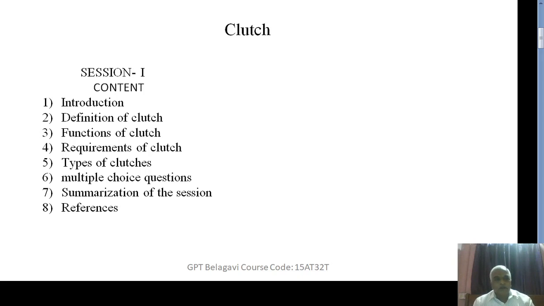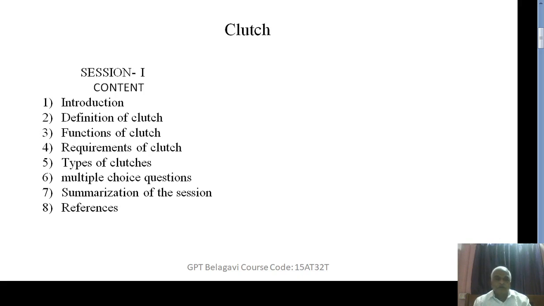So today we will discuss the topic clutch. In the previous topic we discussed the chassis frame. In that we discussed the types of chassis, types of chassis frame, and different types of sections used for the chassis frame for both side and cross members. Then the material used for the chassis frame, then regarding the subframes and integral frames.